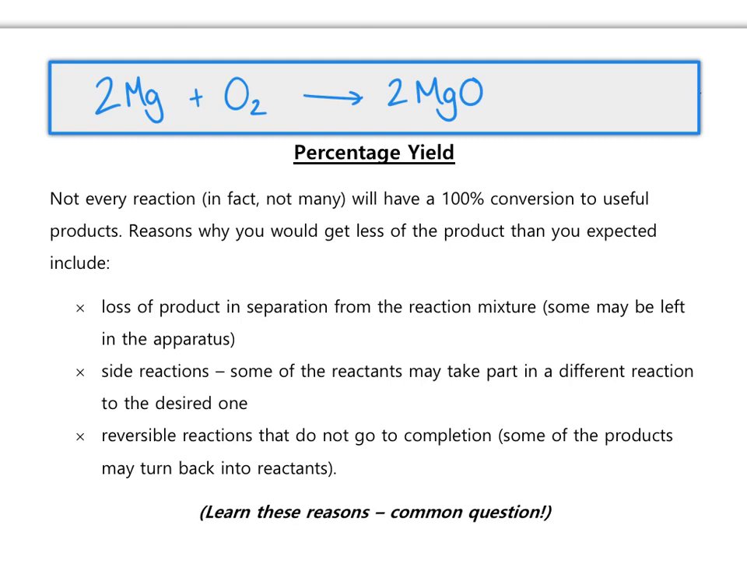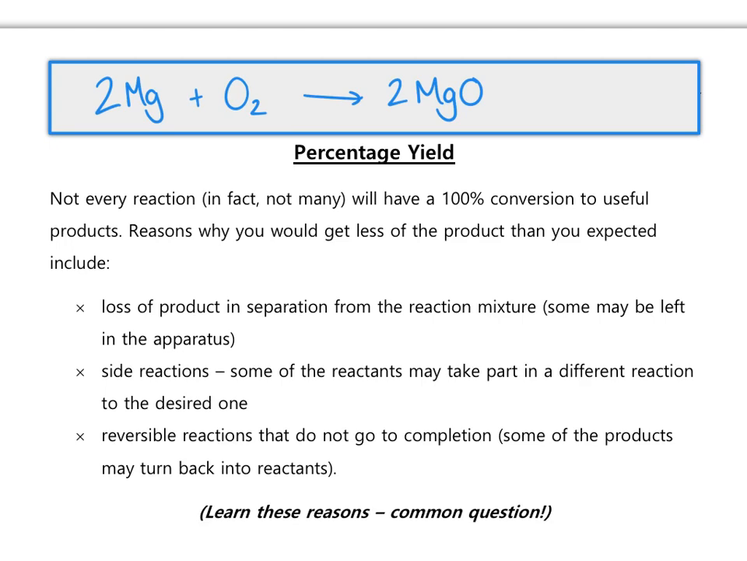Let's go back to that equation we keep referring to, magnesium reacting with oxygen to form magnesium oxide. So what we've essentially assumed so far is that if we relate it to this example, all the magnesium reacts with oxygen completely to form the maximum amount of magnesium oxide. But in fact, a 100% conversion of reactants into useful products is very, very rare.